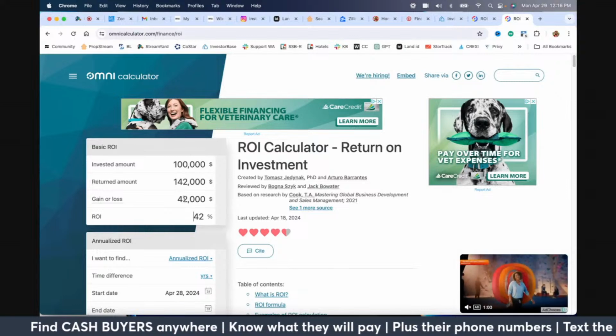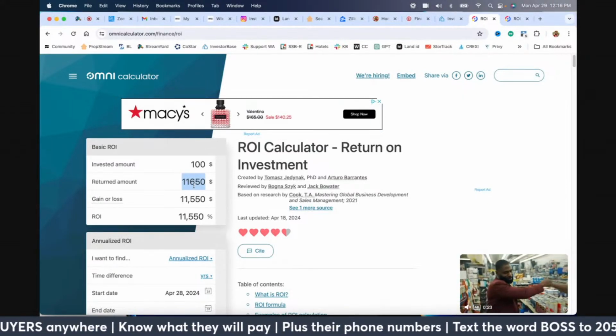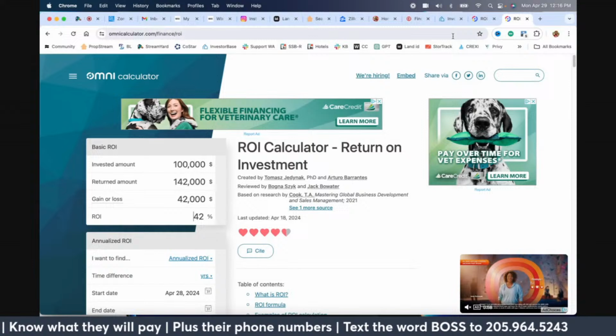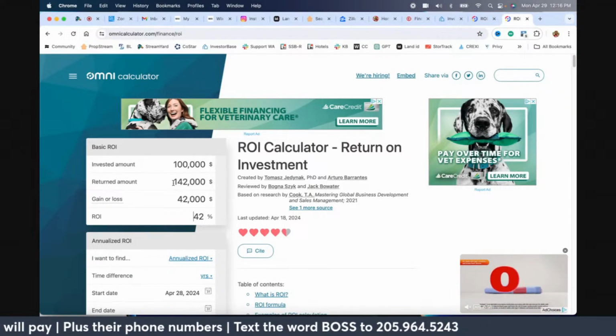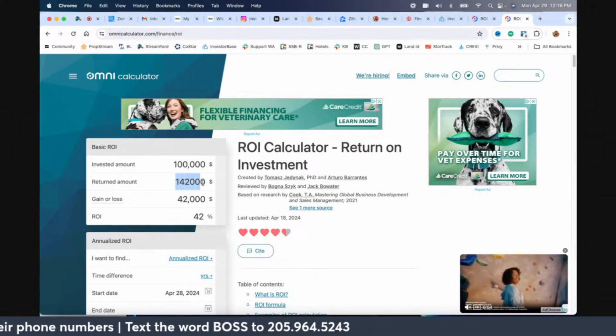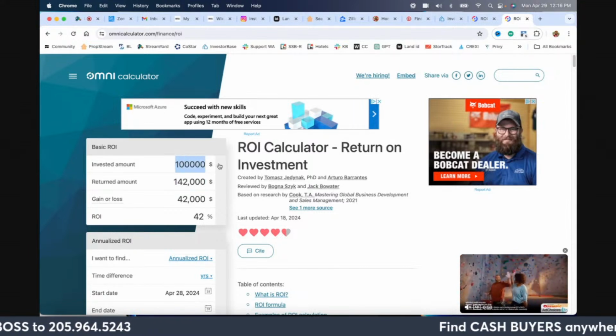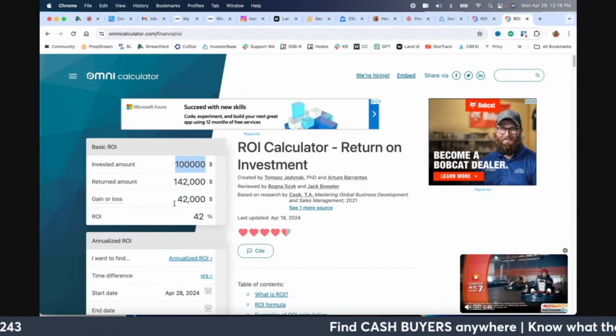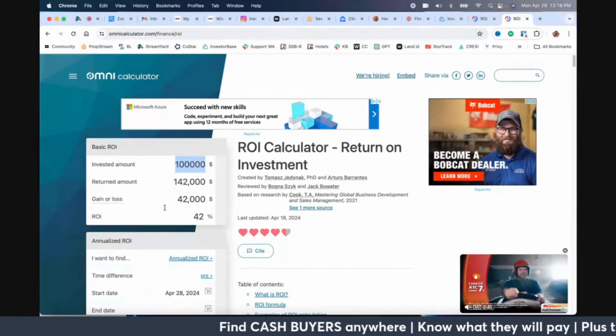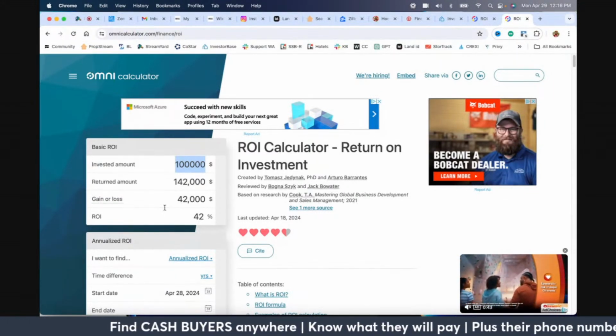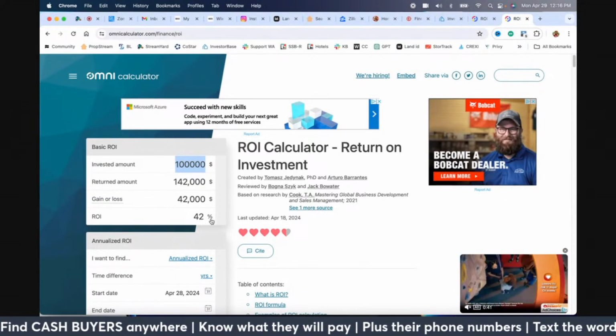So let's do this then. Now I got 11,650, and with you getting your money back, you got 142,000. So Tori, what can they do? They can go out and get another one. Say you did the same thing, got another, and you got the 42, right? But you can only do one of them.